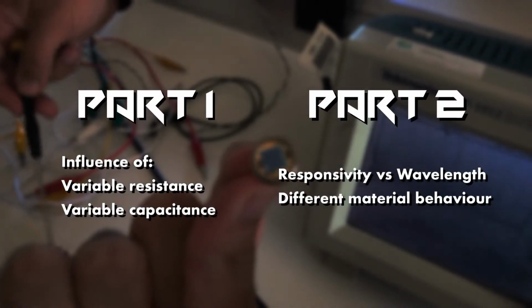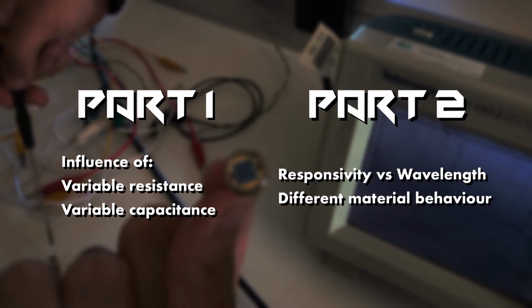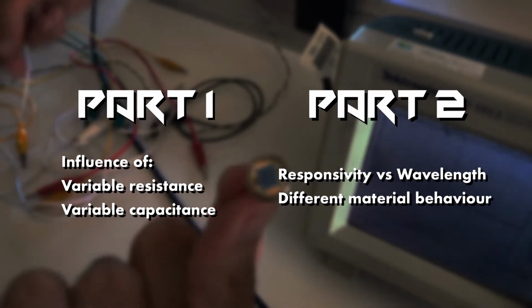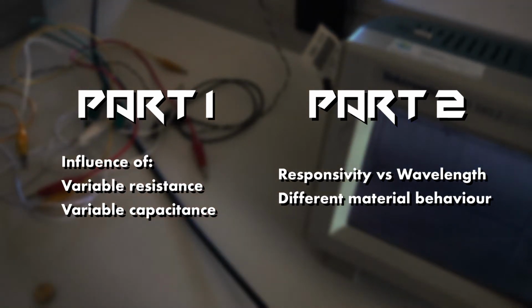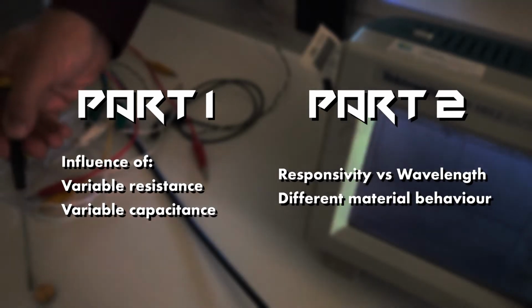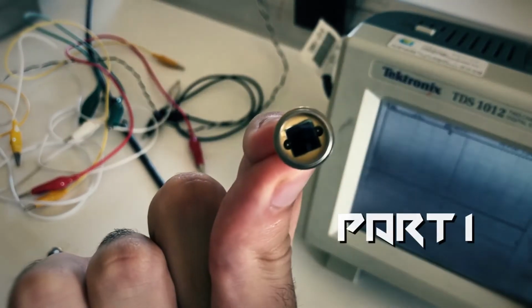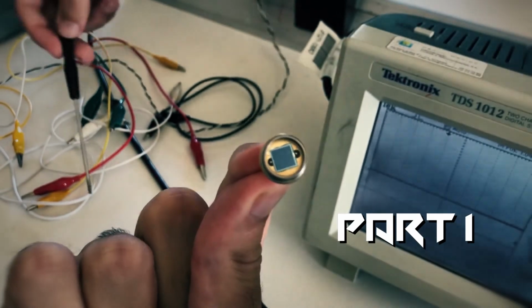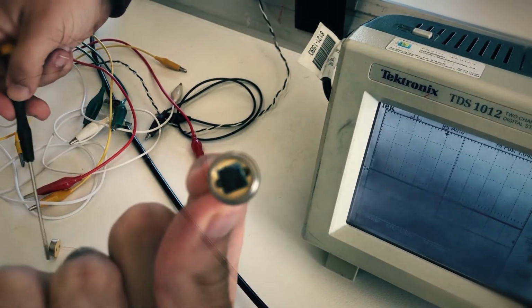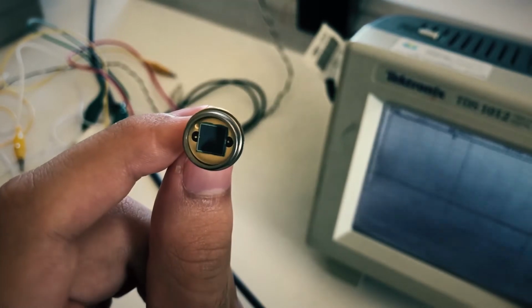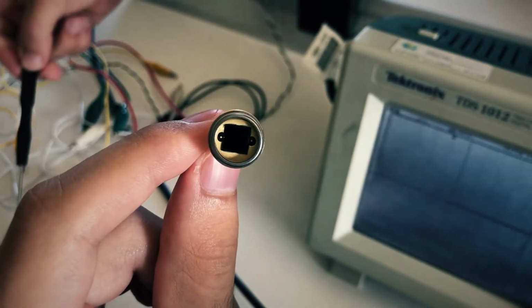On the first half, we analyzed the effects of adding a series load resistance and parallel capacitance. On the second half, we analyzed the photodiode responsivity to different wavelengths and understood how different materials would behave. In this video, we will explain a simple methodology to observe the response times of a photodiode and how it is affected by internal resistance and junction or parasitic capacitances.